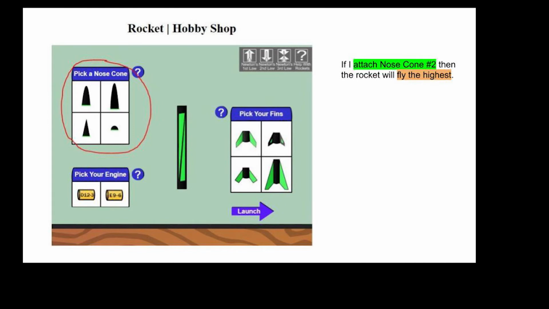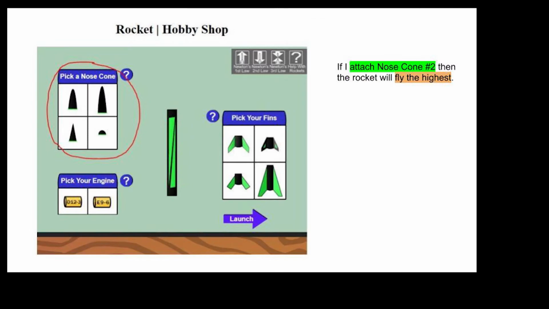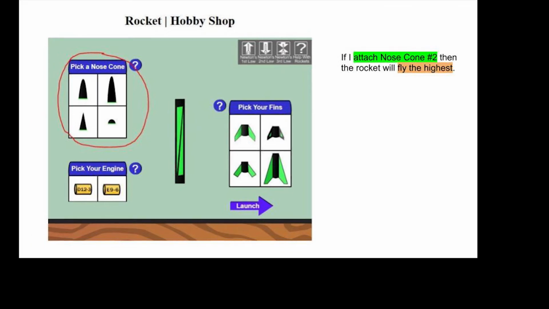We conducted an experiment about rockets. We tested the nose cone shape in order to identify which shape allowed our rocket to fly the highest. A possible hypothesis for this experiment would be, if I attach nose cone number 2, then the rocket will fly the highest. In this hypothesis, attaching the nose cone is the independent variable, and the height that the rocket flies to is the dependent variable.